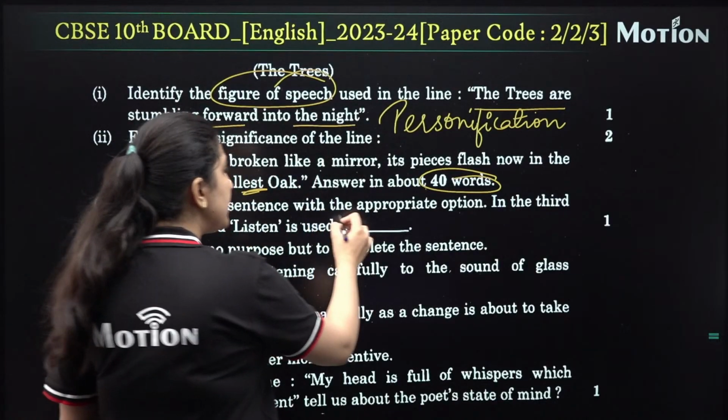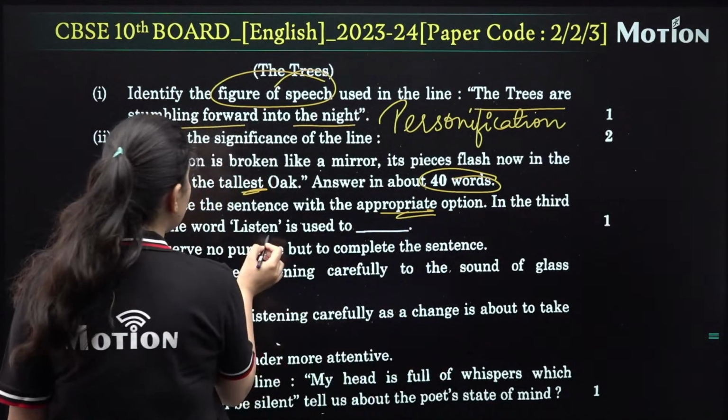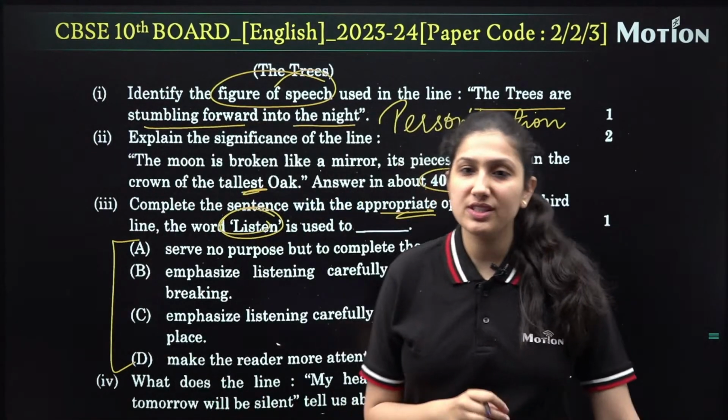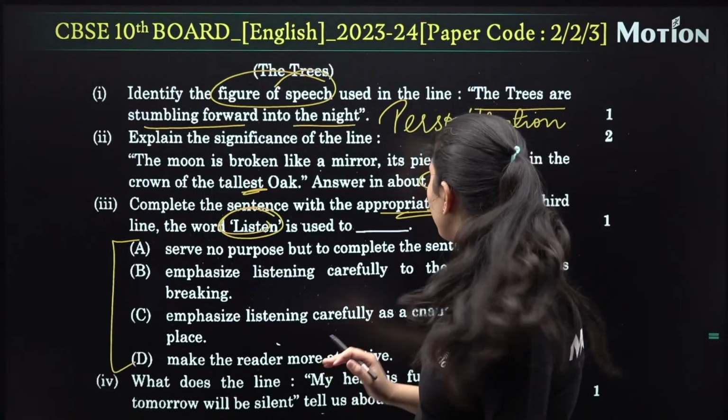Now complete the sentence with the appropriate option. In the third line, the word "listen" is used to... Option. Very nice. Options आ गए ना. अब आपको अपने मन से लिखना होगा. You don't have to write by your own.